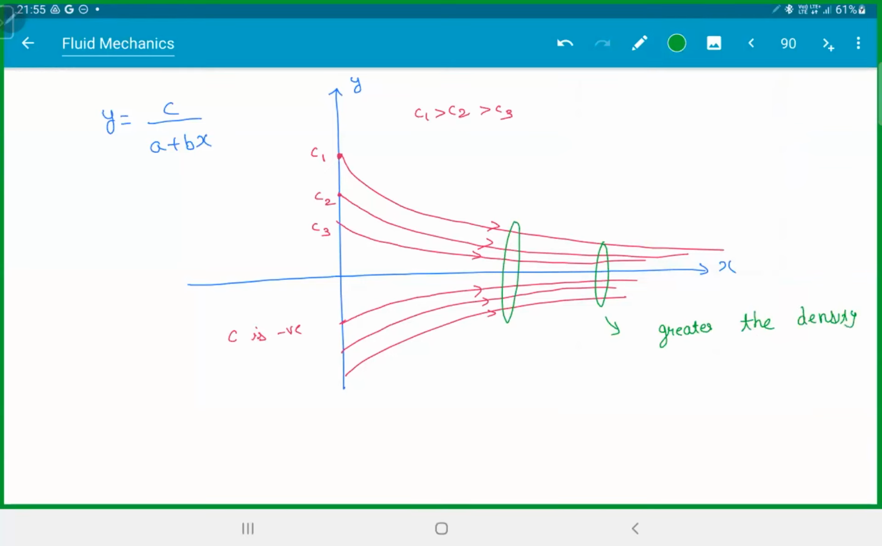Greater the density of streamlines. Just like traffic, if you have more people, congested and trying to go, the greater the velocity, greater the density of streamlines implies greater the velocity. So liquid is flowing faster there compared to that other one.